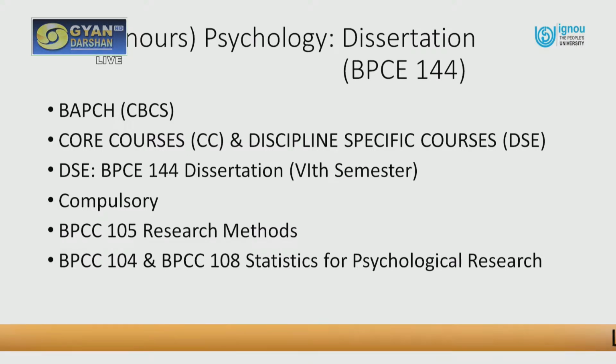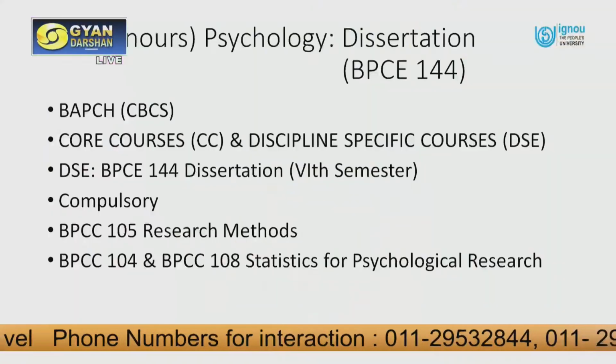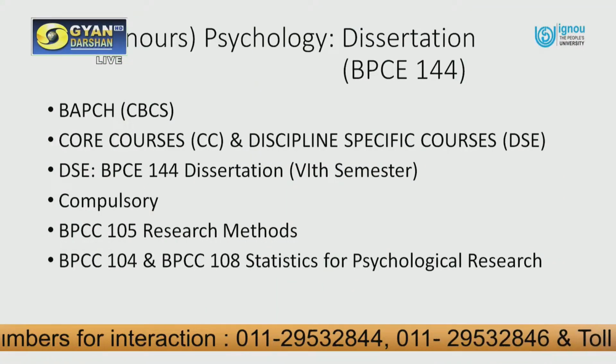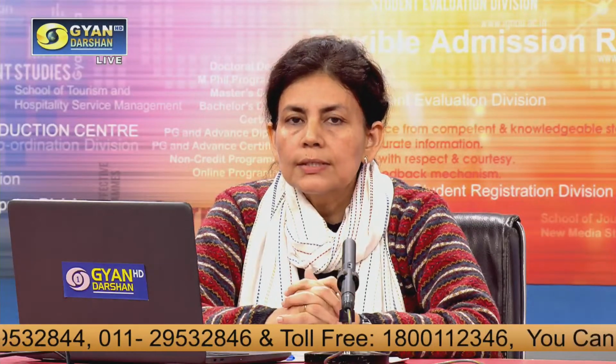So core courses are across all the 6 semesters, the first, second, third, fourth, fifth and sixth, that is all the 3 years. When we come to the discipline specific courses, they are primarily offered in the last year, that is the 3rd year. So we have 4 discipline specific courses: BPCE 141, that is positive psychology; 142 is forensic psychology; 143 is environmental psychology; and 144 is dissertation.